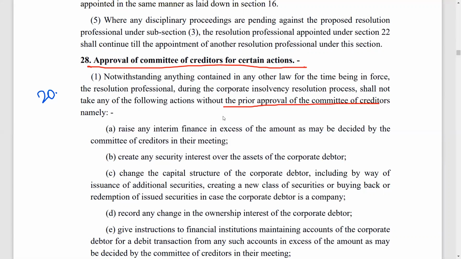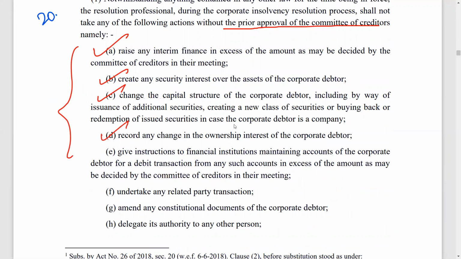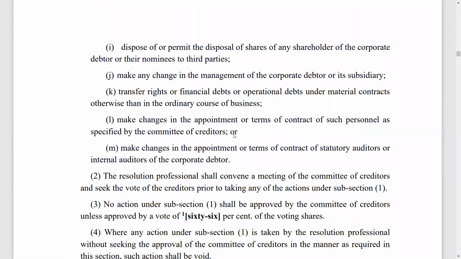If he takes any action mentioned in section 28 without the prior approval of the committee of creditors, such action would be void ab initio. So if he has to raise any interim finance in excess of the amount decided by the committee of creditors, or create any security interest, change the capital structure of the corporate debtor, record any change in the ownership of the assets, undertake any related party transaction, amend any constitutional documents such as the MOA, AOA, or the LLP deed, delegate his authority to any other person, dispose or permit the disposal of the shares, or make any change in the management of the corporate debtor.